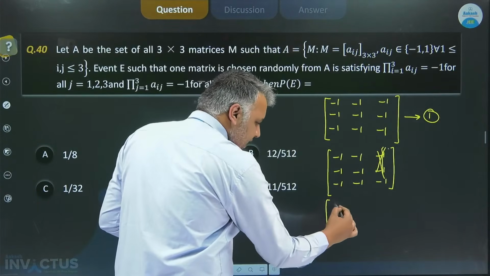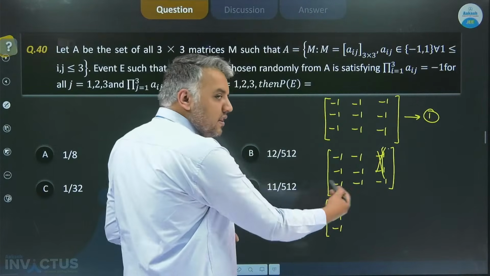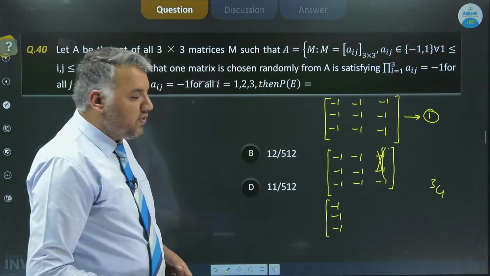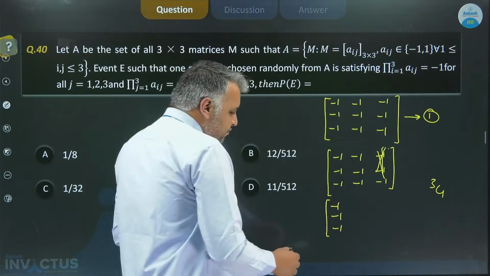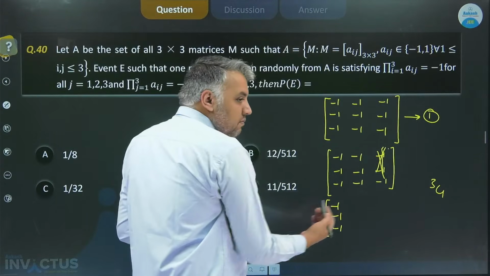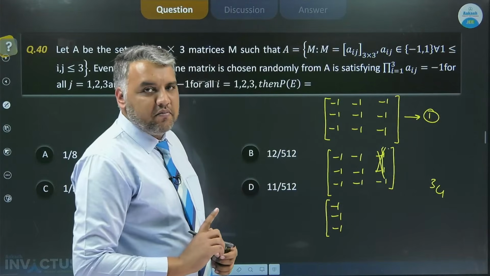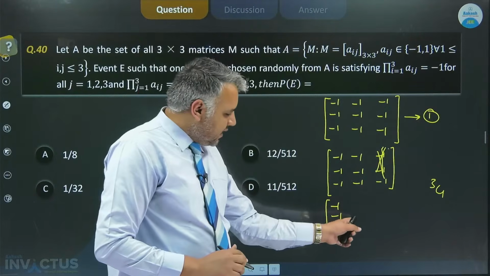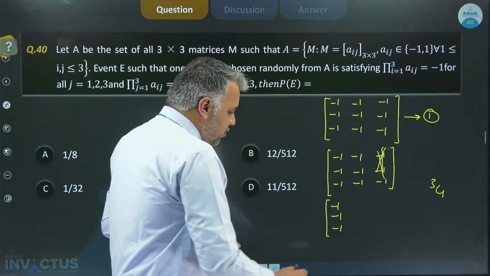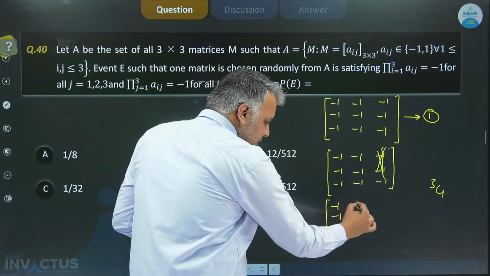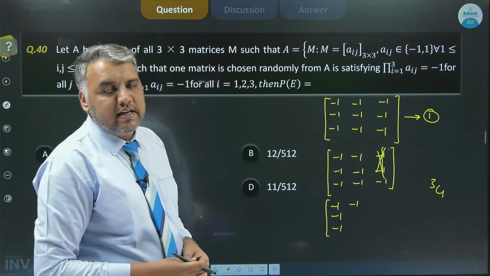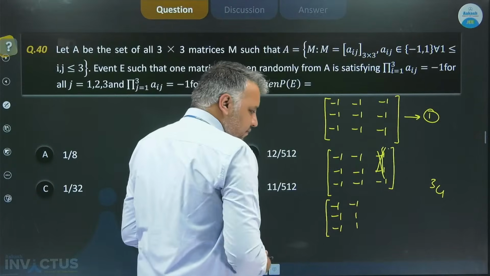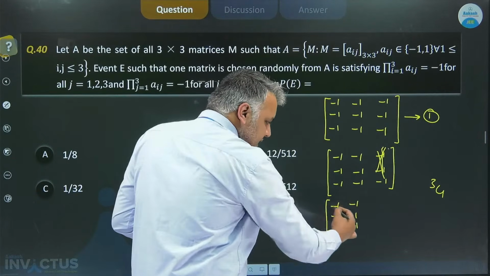Next case, exactly 1 column contains all the 3 negative signs. So say column 1 contains all the 3 negative signs. We can pick the column by 3C1 number of ways. In the second column there will be exactly 1 negative sign, because we are discussing the case that exactly 1 column contains all the 3 negative signs. So in the other 2 columns there will be exactly 1 negative sign. If we pick one entry from here, that this contains exactly 1 negative sign, other entries must be 1. Similarly, this row must contain an odd number of negative signs.